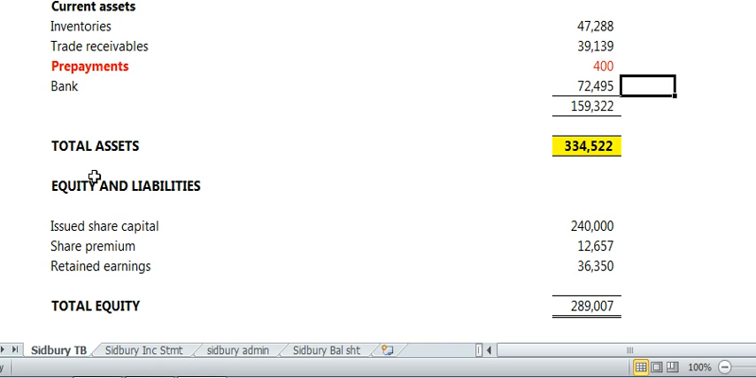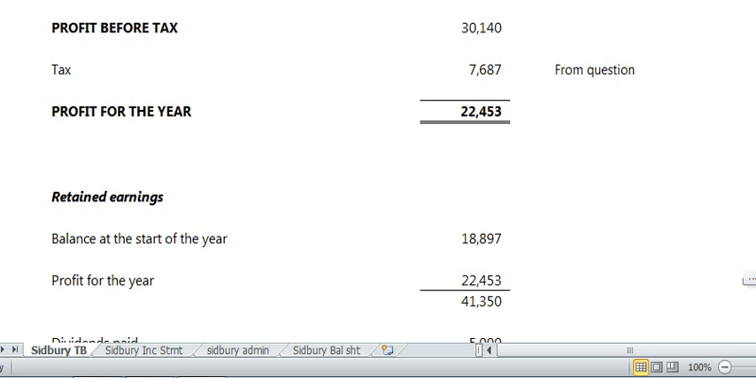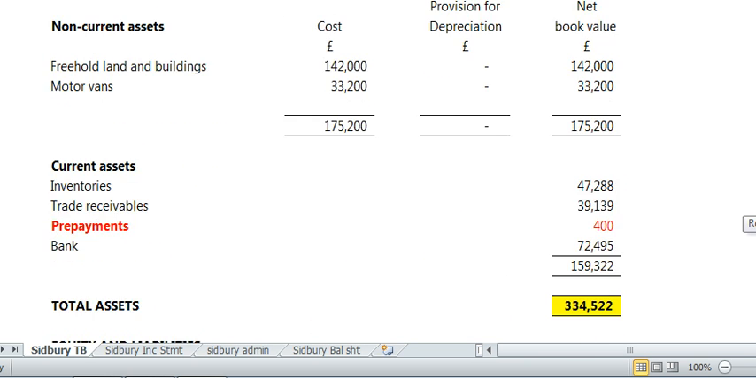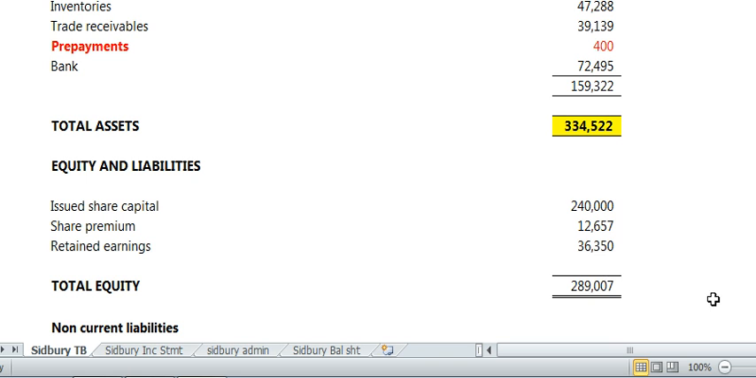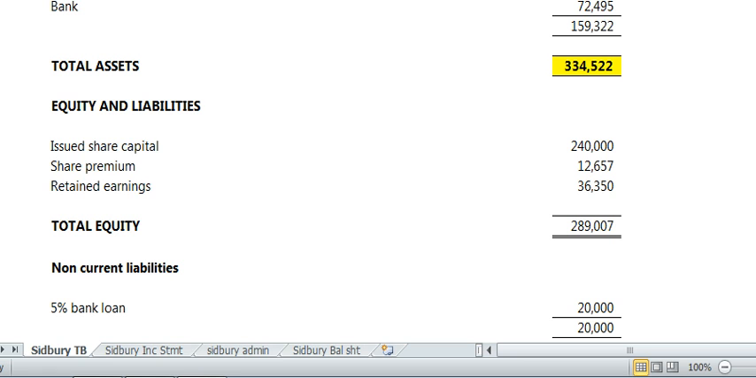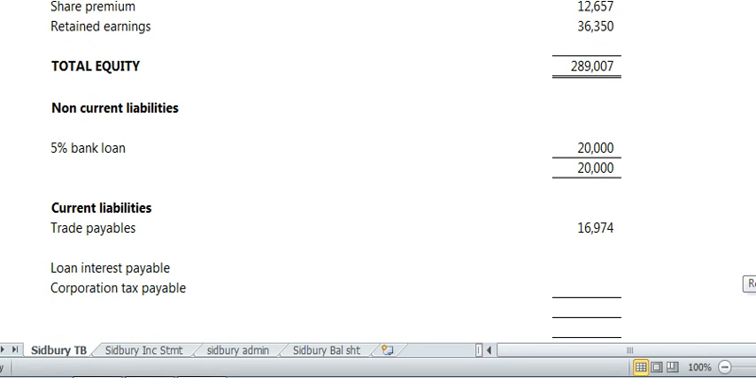Okay, accruals, prepayments, interest and tax do not affect equity and liabilities either, so this section is completed as before. Share capital from the trial balance, share premium from the trial balance, but don't forget retained earnings, which you get from the bottom half of your income statement. Remember the 36,350? Put it in. Equity, if you add it up, you get 289,007. Non-current liabilities, again, just as before: you've got a 5% bank loan, the company owes £20,000, put it straight in, add it up. Last bit, therefore, current liabilities.